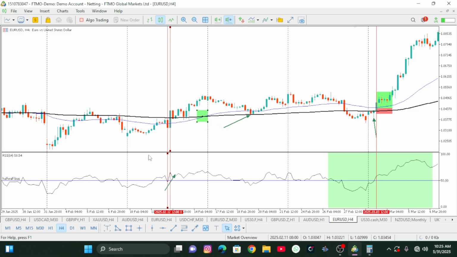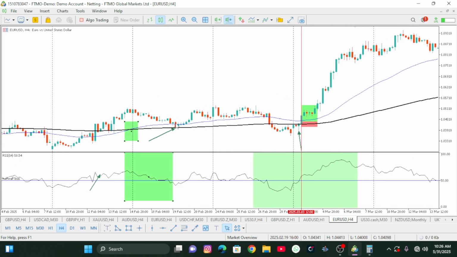But this is not a good setup because price is still ranging. If you would have waited for the crossover like it happened here, then you would not have gotten a signal at the RSI until this later stage. So let's look for another opportunity.